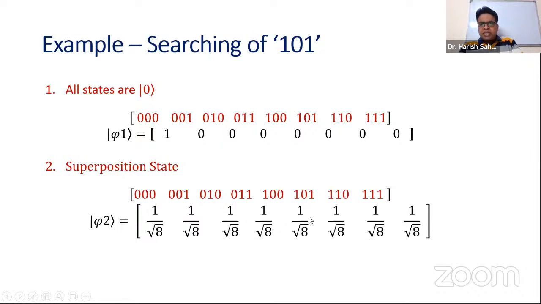Okay, so if we measure here, then we are not getting this 101 with more probability. 101 is also having the same probability. So you cannot distinguish between the wrong and right answer here. So now comes our Grover operator.